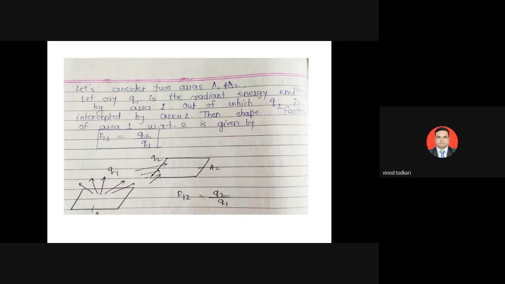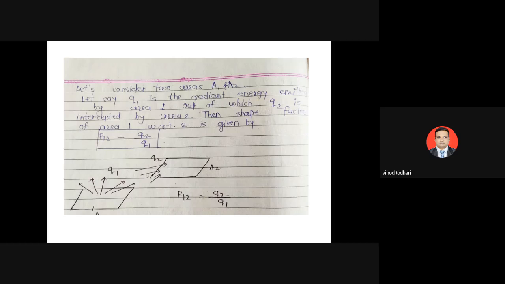For example, if this is surface 1 and this is surface 2, and surface 1 is emitting radiation Q1, out of which Q2 is intercepted by surface 2, then what is the shape factor of 1 with respect to 2? It is written as F12. What is F12? It is the shape factor of 1 with respect to 2. It is equal to Q2 upon Q1. I repeat, F12 is equal to Q2 upon Q1. Fraction of energy emitted by one which is intercepted by the other.